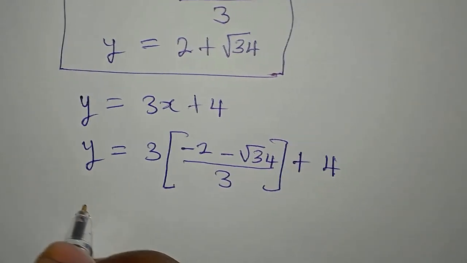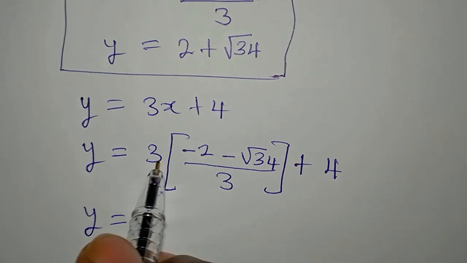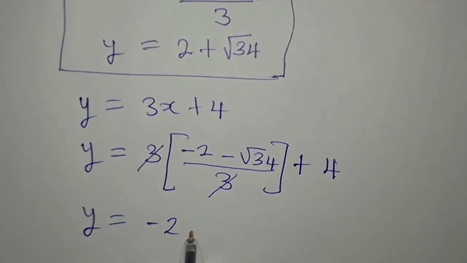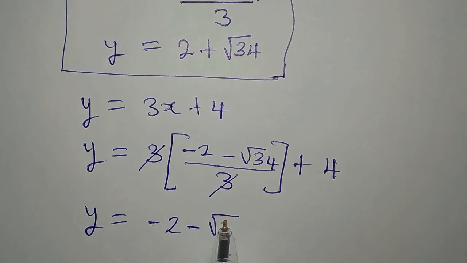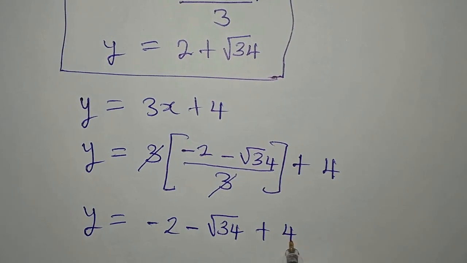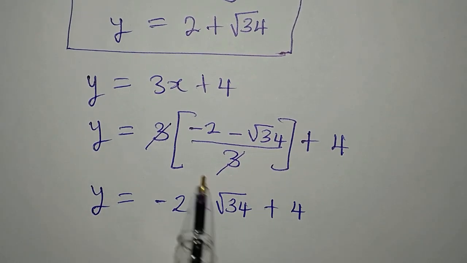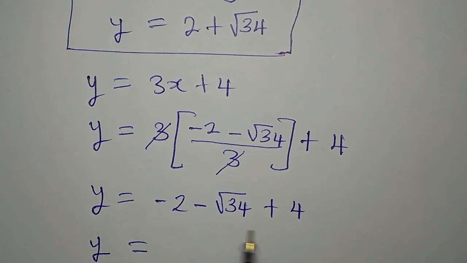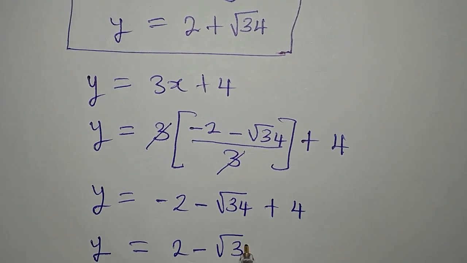And now y is equal to 3 times this. By the way, we don't even have to open this. We can just say this and this will go. So we now have minus 2 minus square root of 34, then plus 4. Because we are multiplying this, this can cancel that. Now y from here will be equal to 2 minus square root of 34.